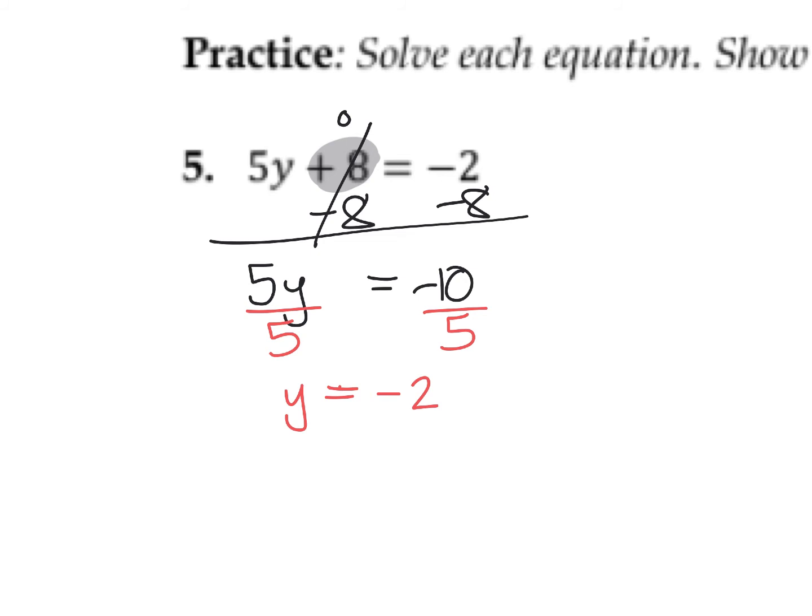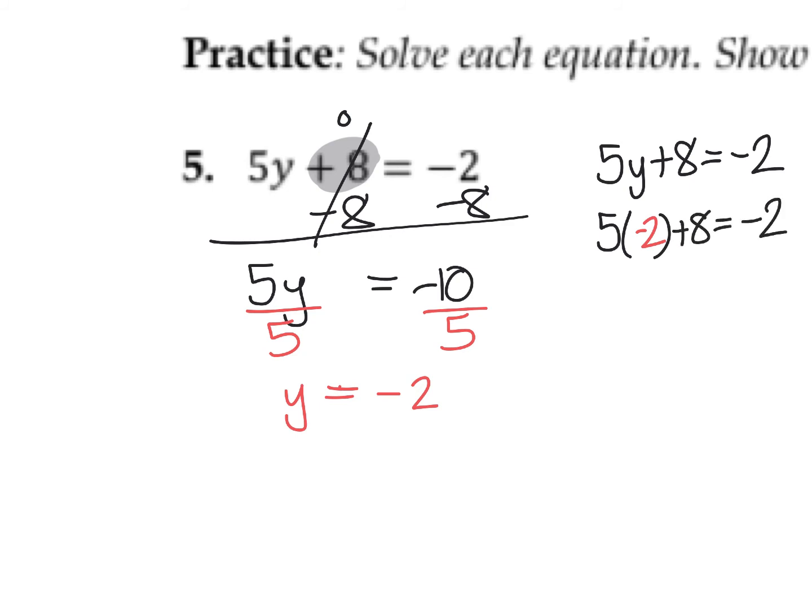And remember, with these, you can always check your work. So if I just rewrite the equation here, 5y plus 8 equals -2, and then rewrite this, but instead of a y, replace it with -2, our answer we got for y, we can check that it's right. So 5 times -2 gets us -10.